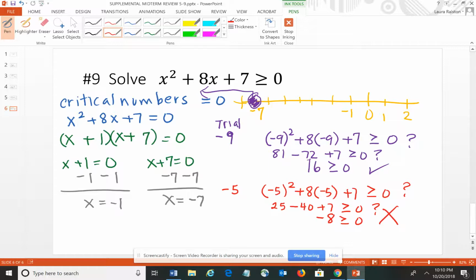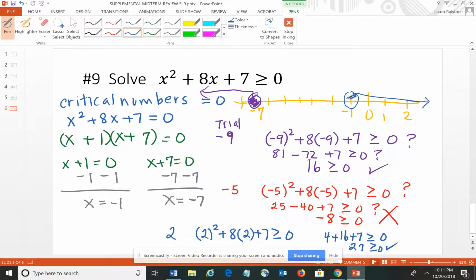And then finally, I need to check, what about numbers bigger than -1? We typically avoid using 0 and 1 because sometimes they do kind of weird things. So I would try the number 2, so that I would have 2 squared plus 8 times 2 plus 7, and I'm wondering if that's greater than or equal to 0. So I would have 4 plus 16 plus 7. I get 27, which is greater than or equal to 0, a true statement. So that lets me know that I can use numbers that are bigger than -1, and I can actually include -1 since it is greater than or equal to, because it could be exactly 0.